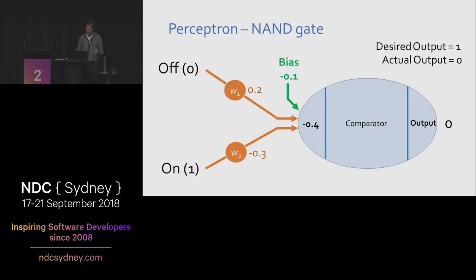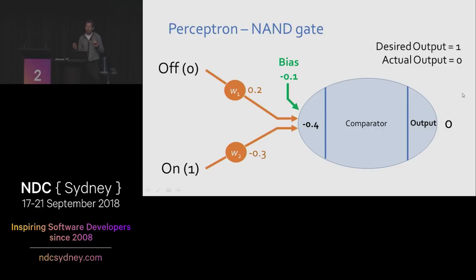We get a 0 on the output because when we multiply 0 by 0.2 and add it to 1 times minus 0.3 and then add in the bias, we get a combined input of minus 0.4. And that's less than 0. So this outputs a 0, but the output we want in this case, 0 NAND 1, is a 1. So we've got the wrong result.